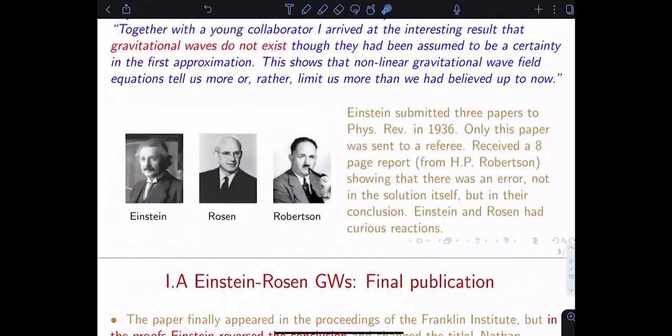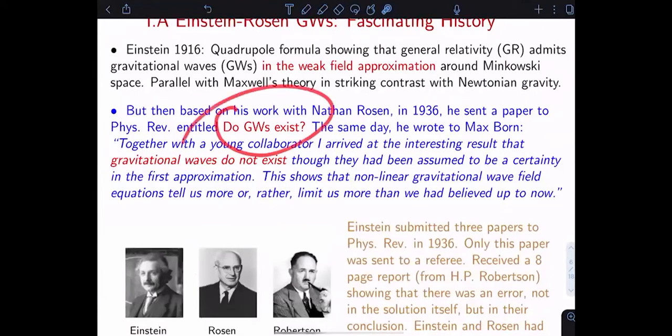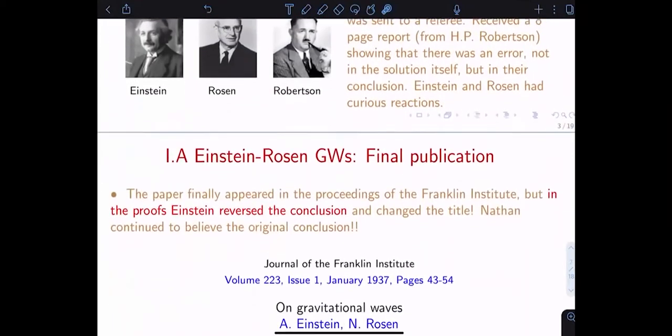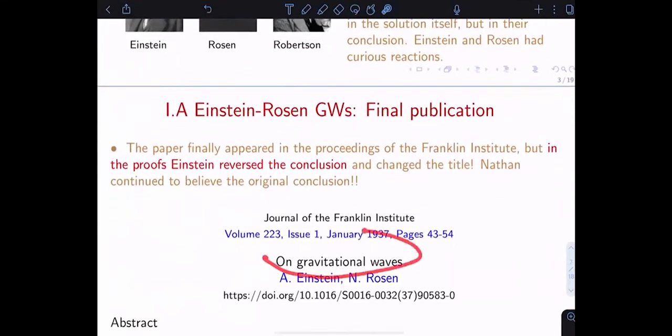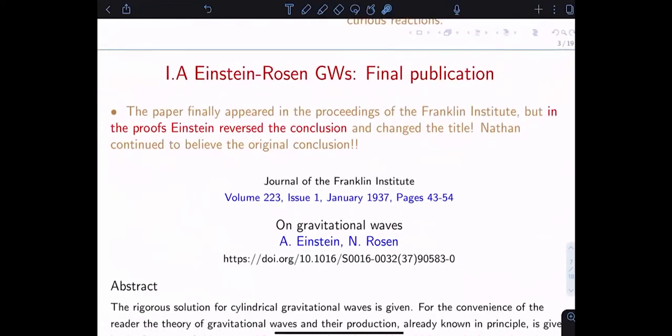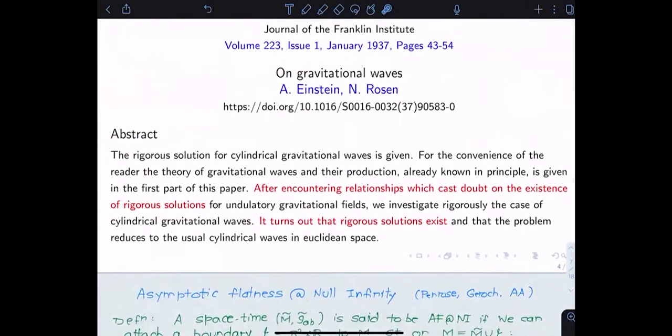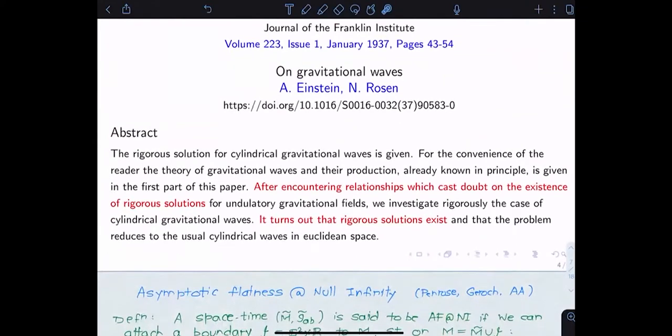The previous title was "Do Gravitational Waves Exist?" and he changed it to "On Gravitational Waves." And in fact, he reversed the conclusion, saying that gravitational waves do exist. And then he had one example in full general relativity: these Einstein-Rosen waves. These are cylindrical gravitational waves, the simplest solution to Einstein's equations, which have gravitational waves.